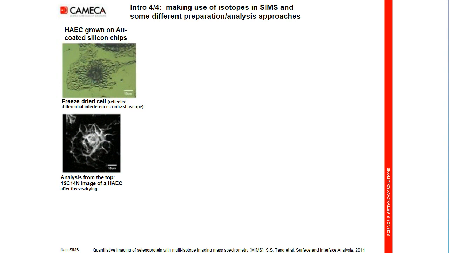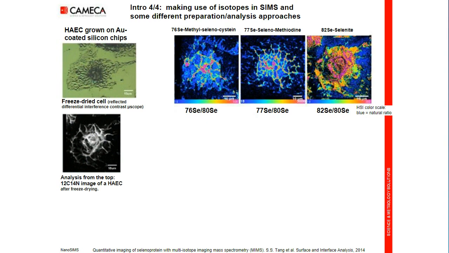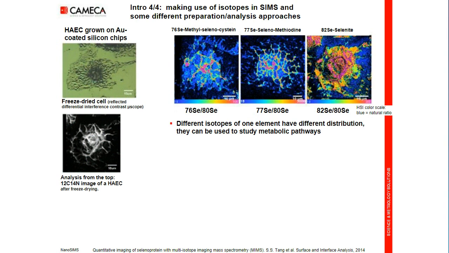And now, we see the results of the study of this article. We see the 3 selenium isotope mappings from the 3 different labeled selenium precursors, and their distribution is evidently different. So different isotopes of one element have different distribution. They can be used to study metabolic pathways. So this example illustrates the NanoSIMS capability to make use of an experiment based on multiple isotopic labeling.